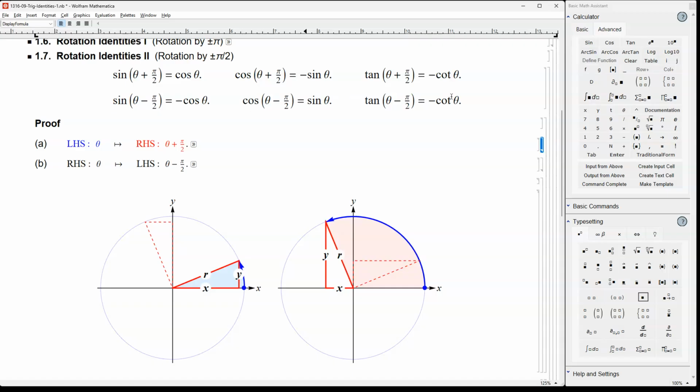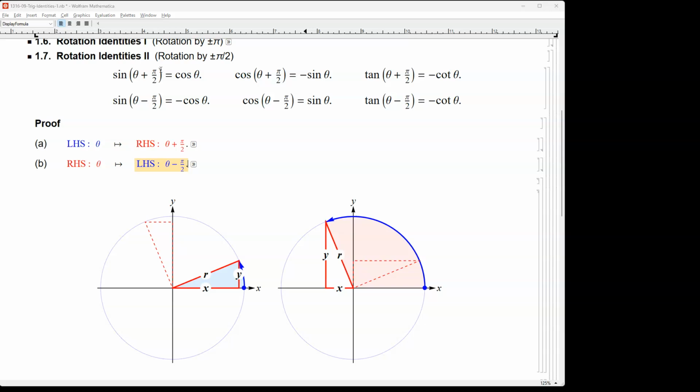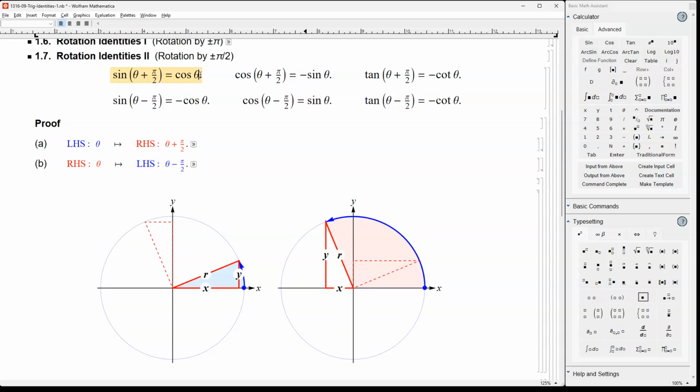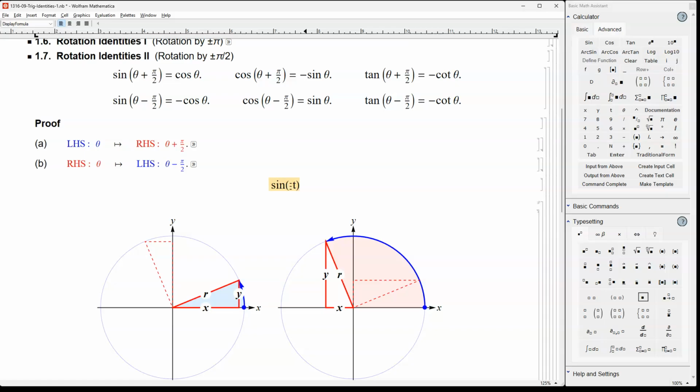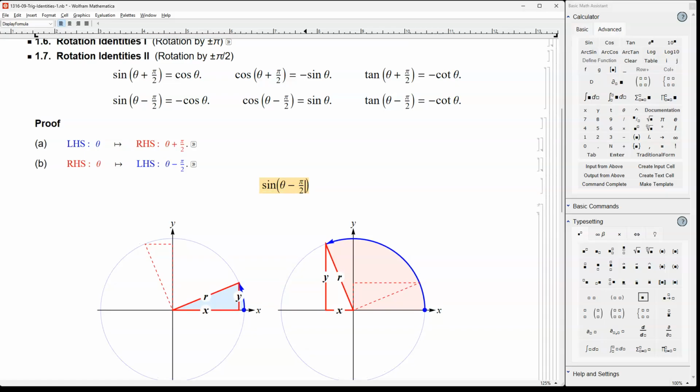Now how about the second line? Well, now let's go backward. We start from the right hand side now, and that's my first picture. And the left hand side is my second picture. Previously we did sine, so let's stick to sine: sine of theta minus pi over 2.